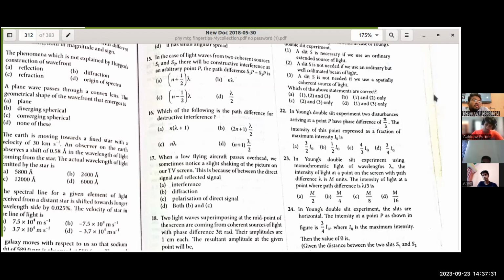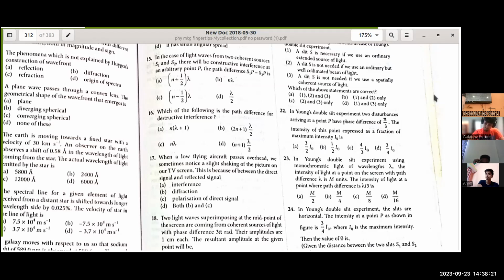So what is the intensity at that point? If one source has I, then the intensity there is 4 I naught into cos square phi by 2. The value of cos square phi by 2 is coming 3 by 4. Who has understood that cos square phi by 2 is 3 by 4? Abhinav has got it. What about Vansh and Amit? Just a minute, sir. Three by four, right, sir? Yeah, cos square phi by 2 is 3 by 4, no? Are you getting it? Yes, sir. Okay, Amit, did you understand?